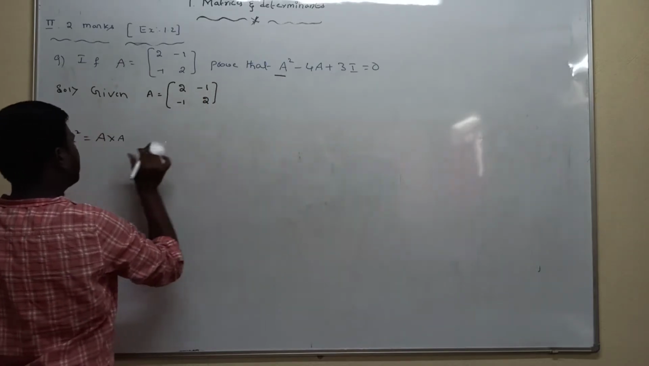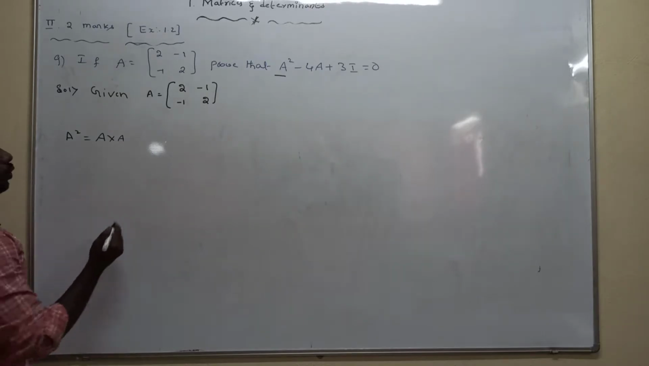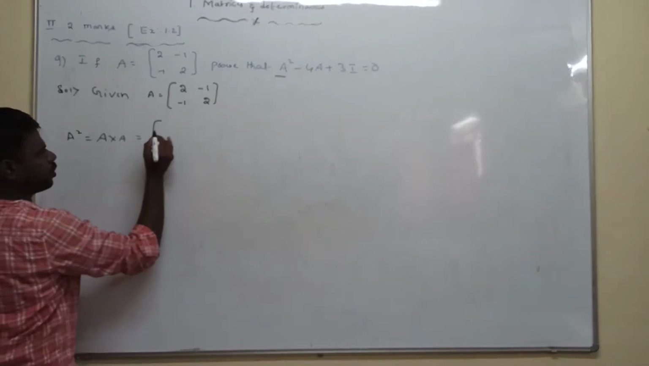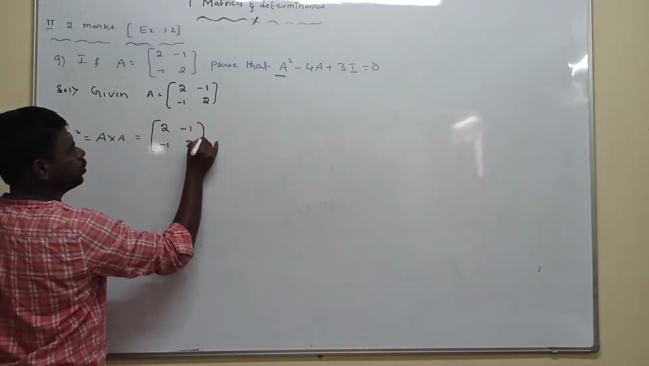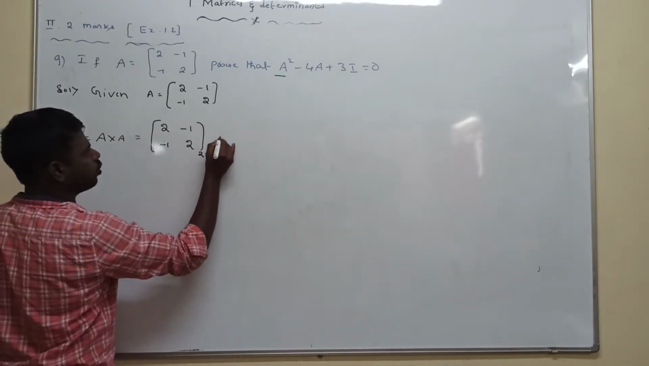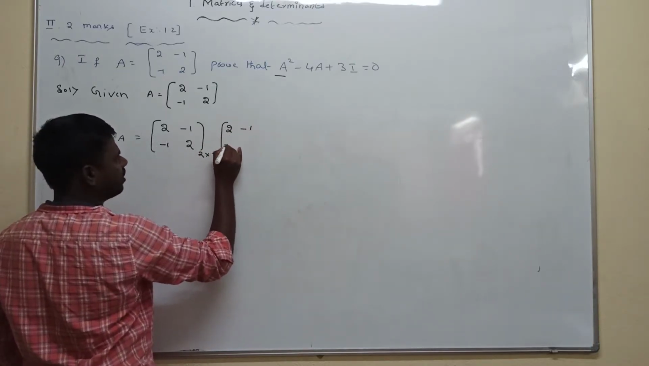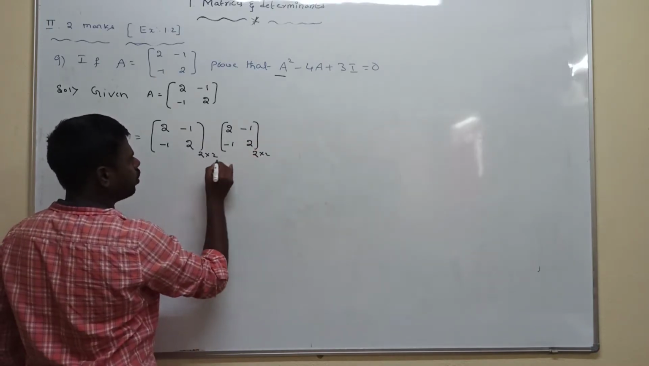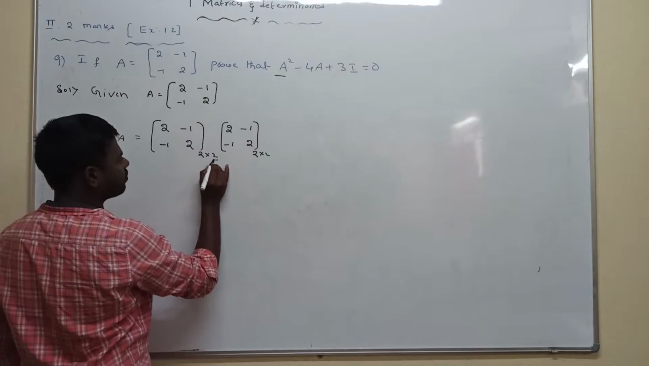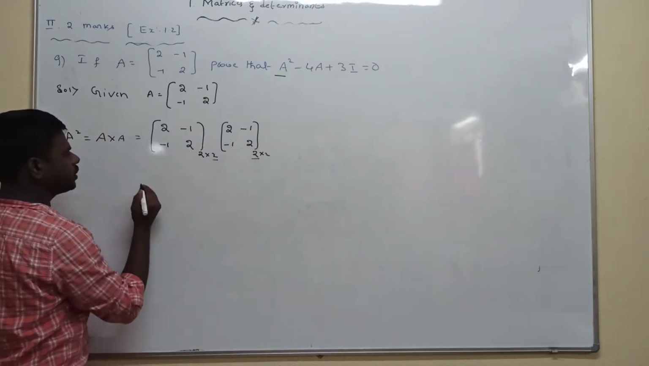First we need to calculate A square. A square can be written as A into A. Substitute the matrix [2 minus 1; minus 1 2]. The order of the matrix is 2 by 2. Again substitute the A matrix [2 minus 1; minus 1 2]. The order of this matrix is also 2. So the number of columns of the first matrix is equal to the number of rows of the second matrix. We get the resulting matrix as 2 by 2.